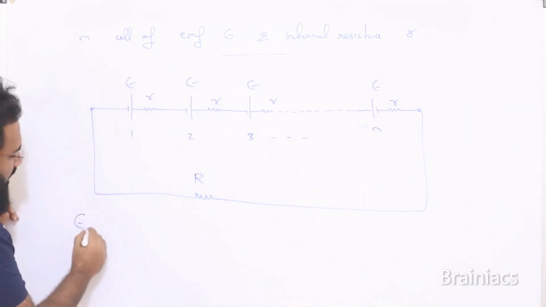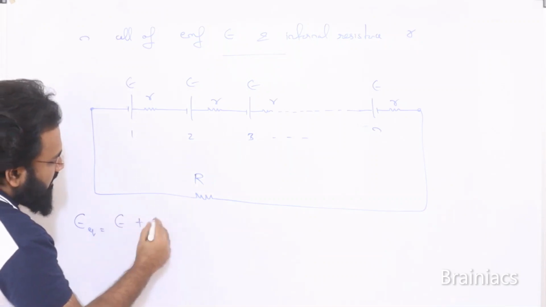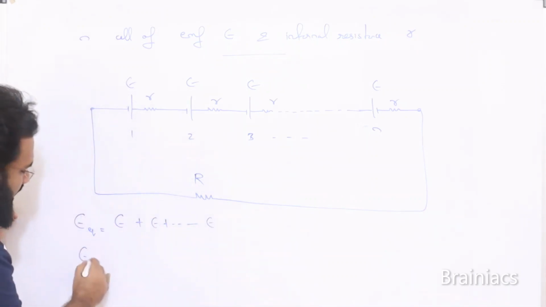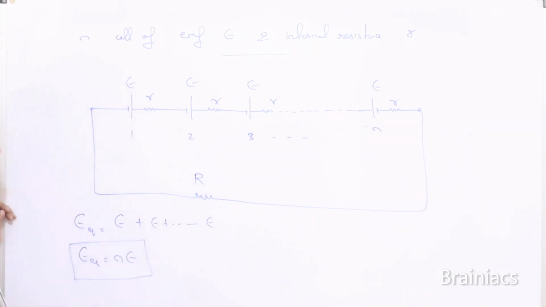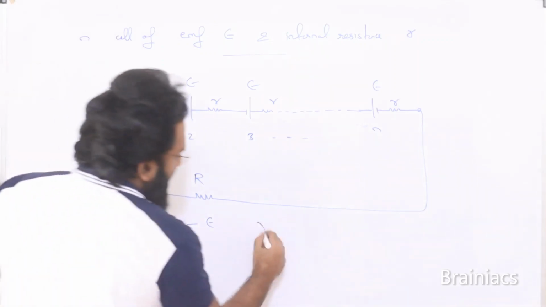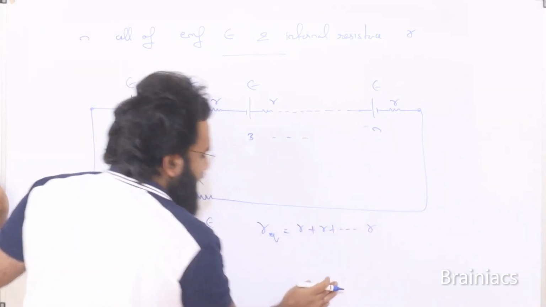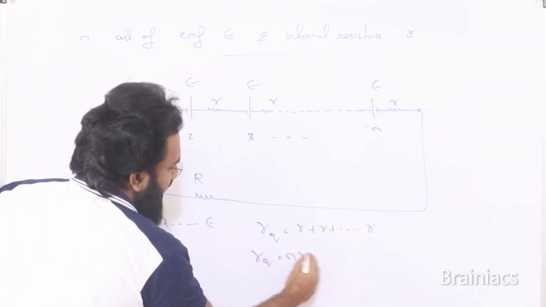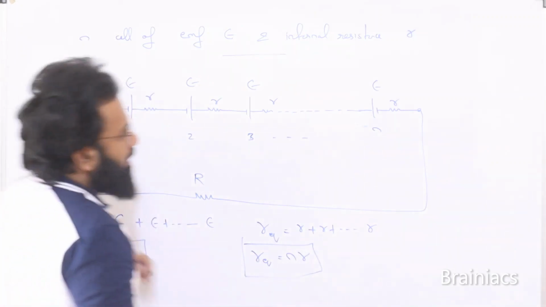So E equivalent is nothing but E1 plus E2 plus E3. So E plus how many? Up to N. So E equivalent is nothing but NE. Since they are of the same magnitude, we can write NE. Same way, R equivalent is R plus up to how many R? N times, N R's. Then R equivalent is nothing but NR. So this is the equivalent EMF and this is the equivalent resistance.